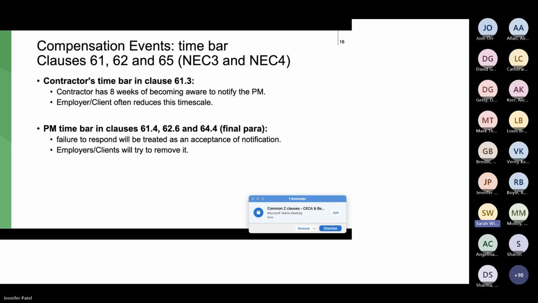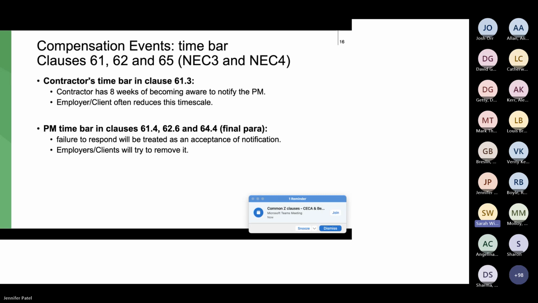The second key bullet point here, the PM time bars. So there's 3 clauses, 61.4, 62.6 and 64.4. What we tend to see is these provisions simply deleted so that they do not apply. So just by way of reminder, what these clauses are: the contractor's ability to push the project manager into complying with the timescales and requirements in the compensation event process.